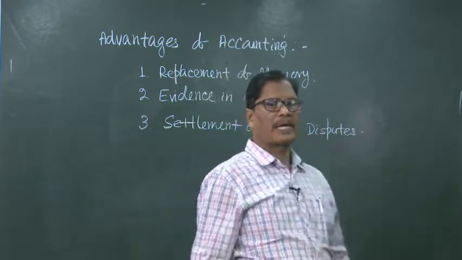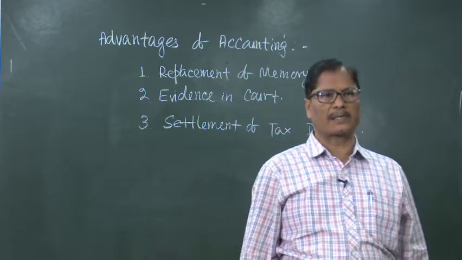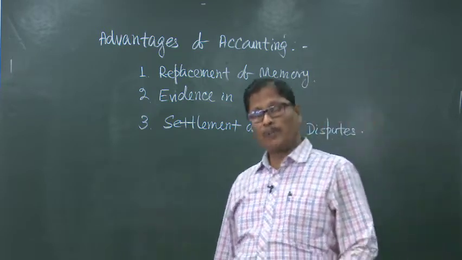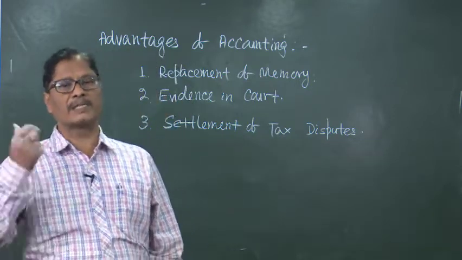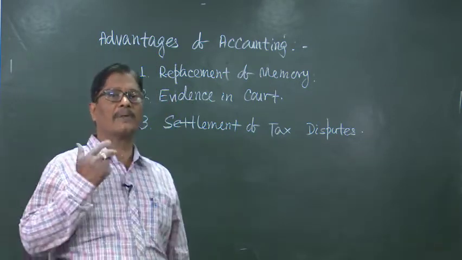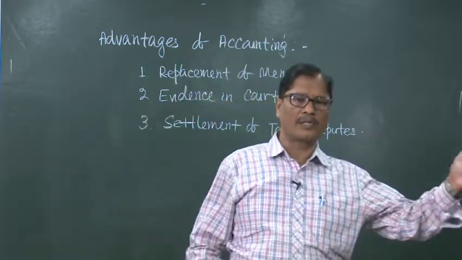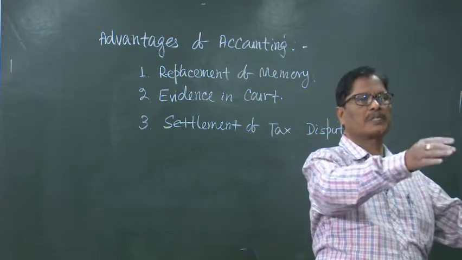There are various types of taxes, starting from your income tax to the VAT. If you maintain the accounts, then only it becomes possible on your part to convince the tax people that we are not evading tax, that this is our purchase, this is our sales, this is our wages we have paid. So the balance is the profit which is coming to, suppose, 60 lakh rupees.